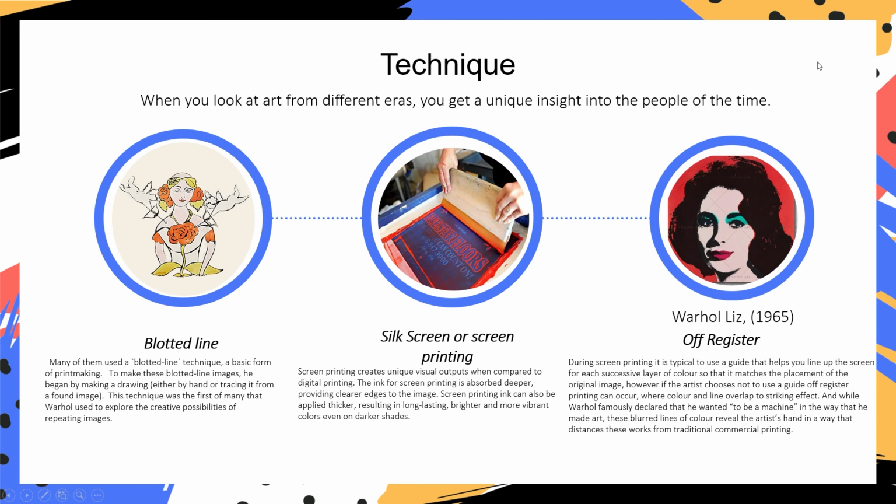The last technique is registration. During screen painting, it is typical to use a guide that helps you line up the screen for each successive layer of color, so that it matches the placement of the original image. However, if the artist chooses not to use a registration guide, printing can occur where color and line overlap to striking effect. And while Warhol famously declared that he wanted to be a machine in the way that he made art, these blurred lines of color reveal the artist's hand in a way that distances this work from traditional commercial painting.